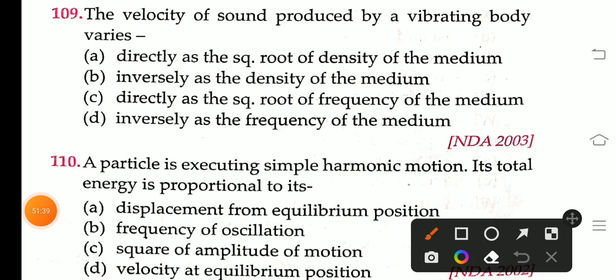Next, the velocity of sound produced by a vibrating body varies. Right answer option B, inversely as the density of the medium. Next, a particle is executing simple harmonic motion. Its total energy is proportional to its. Right answer option C, amplitude of motion.